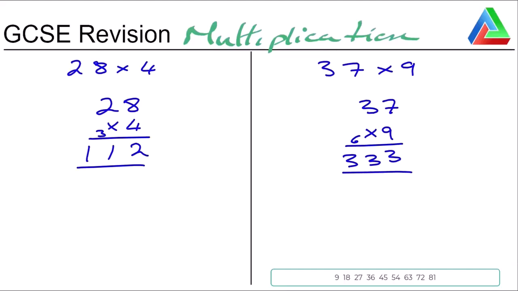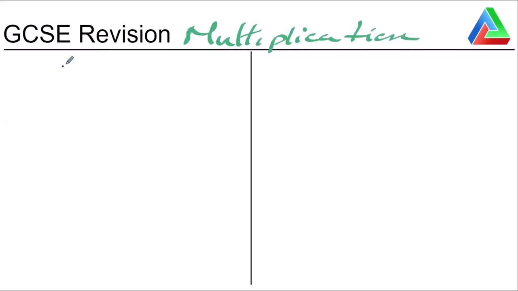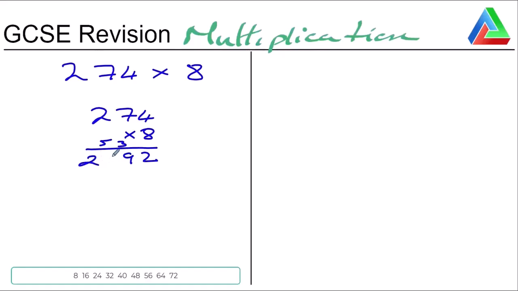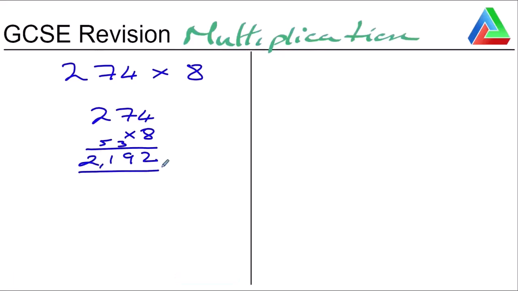Next one, slightly different. Let's add the hundreds into the mix. 274 times 8. Do exactly the same thing. Line up the units column. Write down your 8 times table. 8 fours are 32. Put the 2 in the units column. Carry the 3 into the tens column. 8 sevens are 56. 56 plus 3 is 59. Put the 9 in the tens column. Carry the 5 into the hundreds column. 8 times 2 is 16 plus 5 is 21. So 274 times 8 is 2,192.